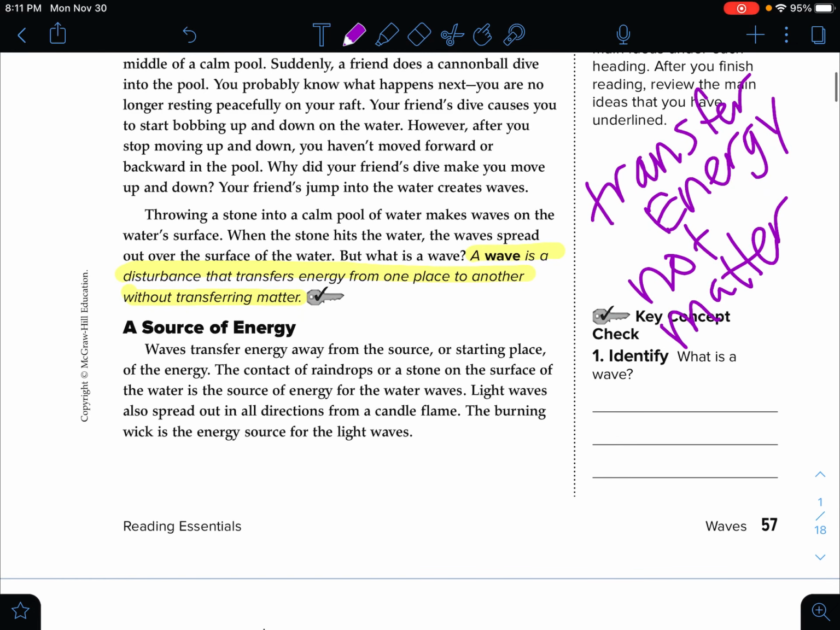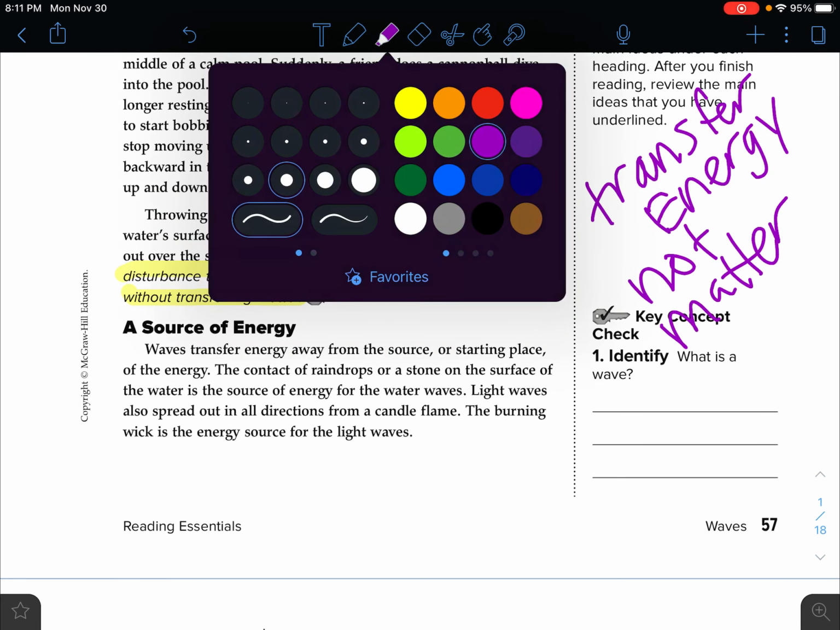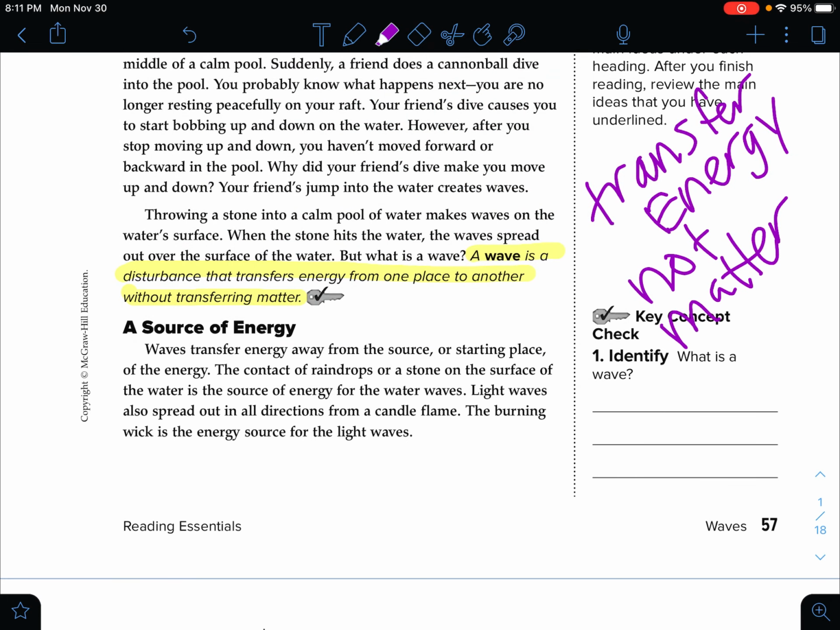So what is the source of energy? Waves transfer energy away from the source or starting place of the energy. Okay, so we're going to go ahead and highlight that. So away from the source. The contact of raindrops or a stone on the surface of the water is the source of energy for the water waves.